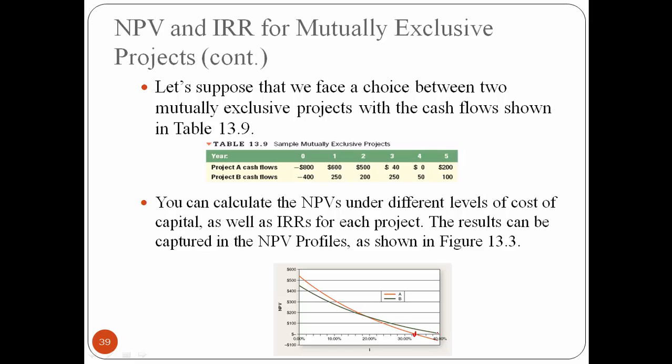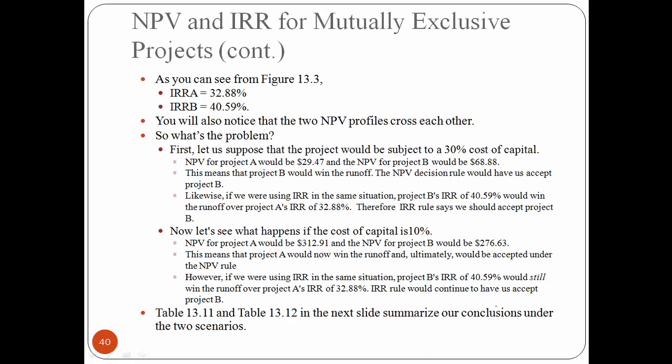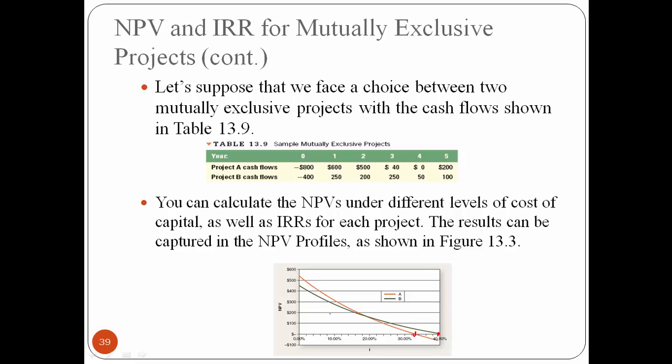So that's the IRR of A. And then the IRR of B is about 40%, so IRR of B is about 40.59%. And also the two NPV profiles somehow cross each other. So let's see, this is where they cross each other.